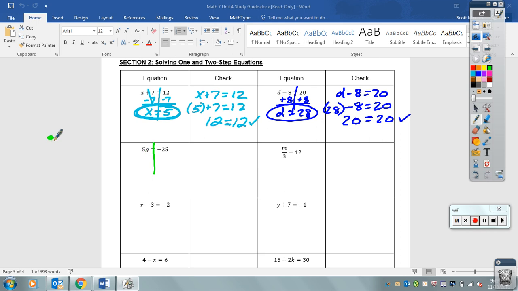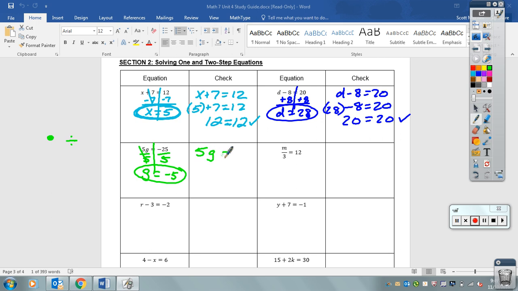The opposite of multiplication is not subtraction. The opposite of multiplication is division. So I undo the multiplication by dividing by 5. G equals negative 25 divided by 5 is negative 5. Again, you gotta know how to work with integers. That's why we do all that extra work with integers. If you don't know how to work with integers, you're going to struggle all year long.